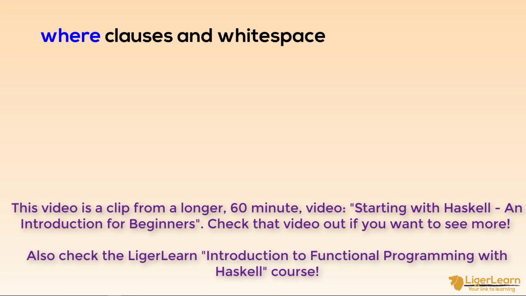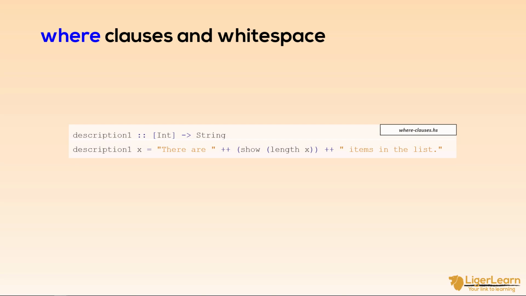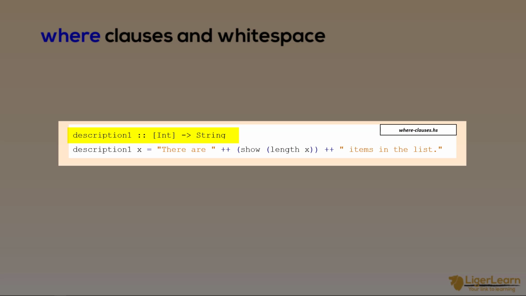Suppose we want to write a function which takes in a list of ints and then returns a string describing the total number of items within that list. There are a few different ways in which we can write this function. Let's write an implementation of the function and call it description1. It takes in a list of int and returns a string. And here is the implementation.